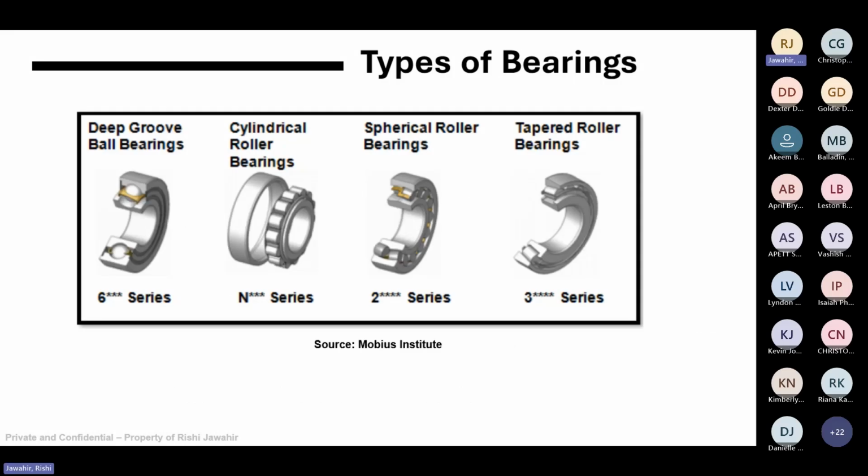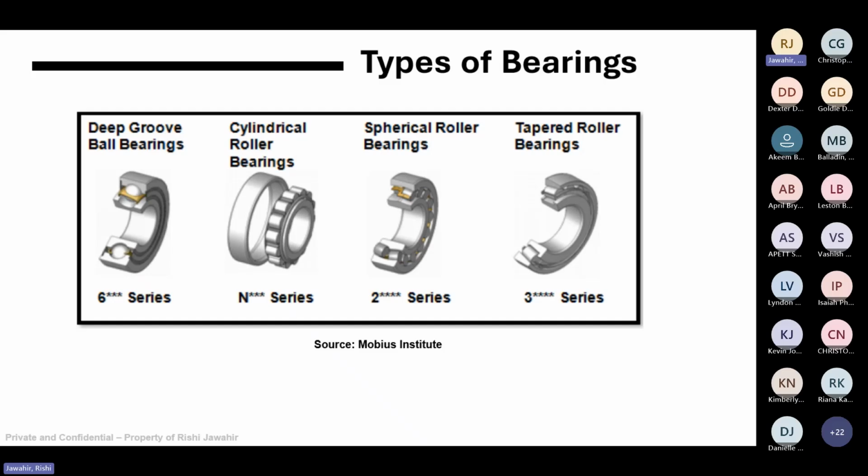Right, so this is a basic overview of the different types of bearing mostly used in industry. We have ball bearings, cylindrical roller bearings, spherical, tapered bearings. This guideline is what you know as a bearing number. So sometimes you may hear or see in industry a 6306 bearing.